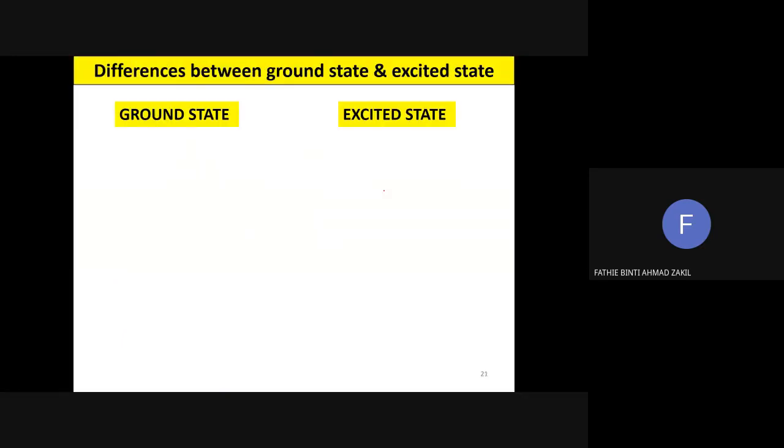Okey, sekarang kita tengok apa itu ground state dengan excited state. Okey, ground state. Katalah ni kita punya nukleus. Awak bayangkan ni kita punya atom, tapi untuk chapter 2 ni dia spesifik untuk hydrogen atom. So kita tengok dekat hidrogen je. Untuk setiap atom dia ada nukleus. Hidrogen atom ni dia ada nukleus.